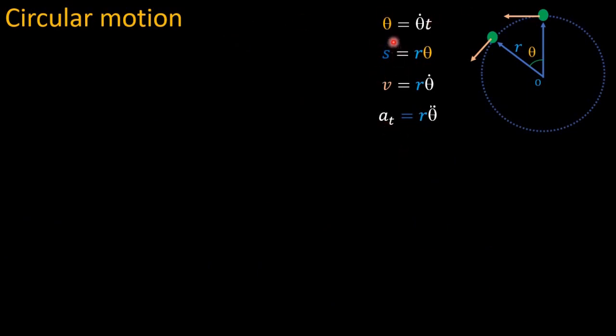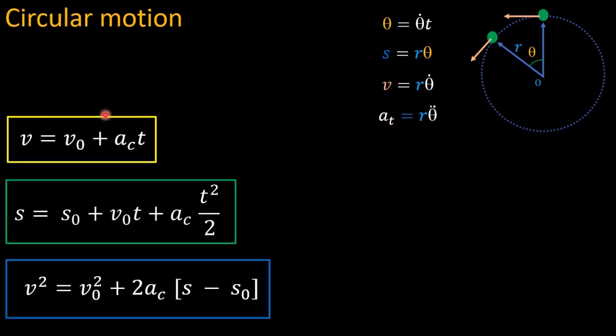So we know that theta equals theta dot times t. We know s was r times theta. We know v equals r times theta dot, and we know the tangential acceleration a sub t equals r times theta double dot. So if we take these equations that we got from the first lesson in rectilinear motion, we know that these equations describe motion in a straight line. So we're going to apply this, but just along a circular path.